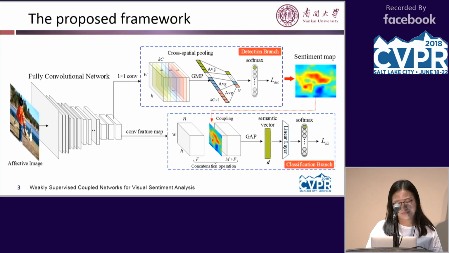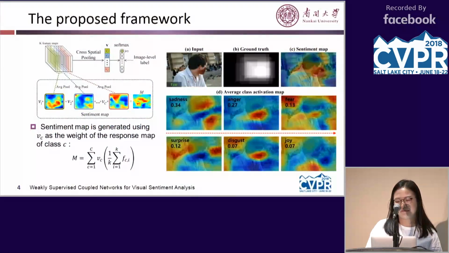The detection branch captures the localized representation by coupling the sentiment map with the deep features. And then both the original holistic representation and the localized representation are combined for a more semantic vector. To generate the sentiment map, we combine all the class activation maps with corresponding scores from the softmax layer in the detection branch. As shown in the figure, the maps with high scores are from the related sentiment class. For example, the sadness and anger for the fair image, which can provide complementary information.